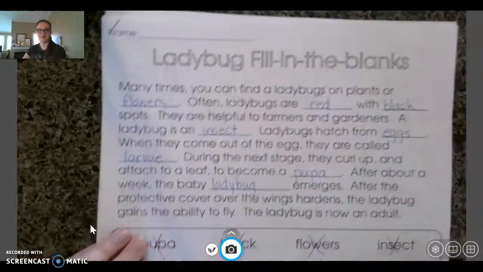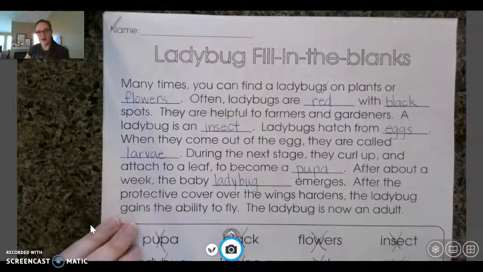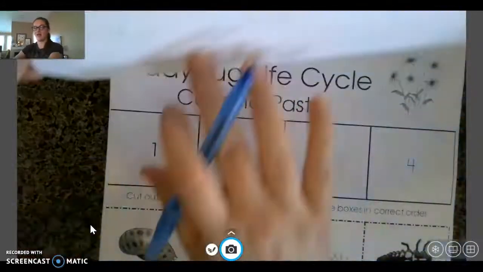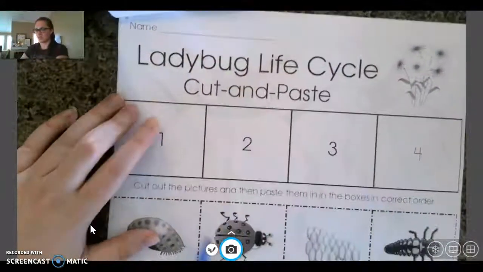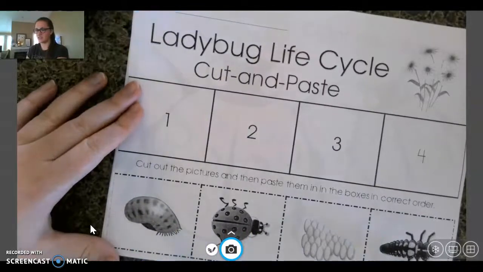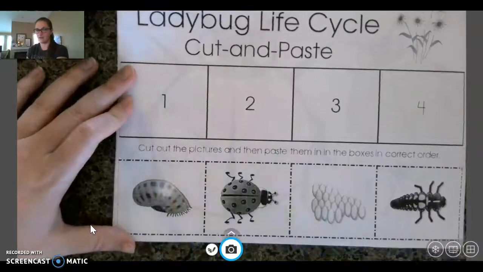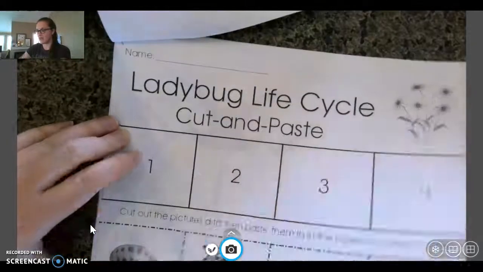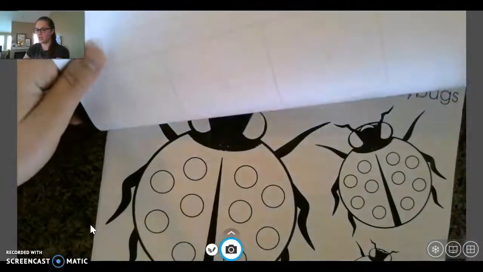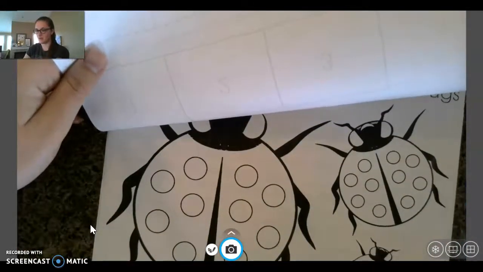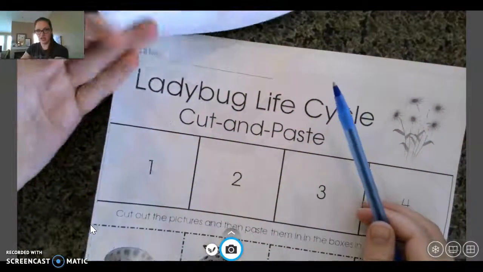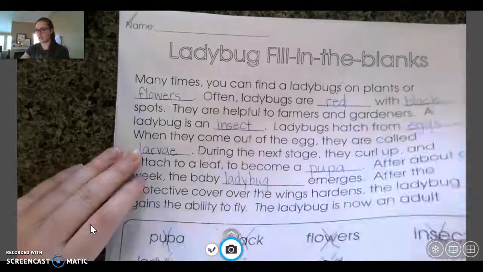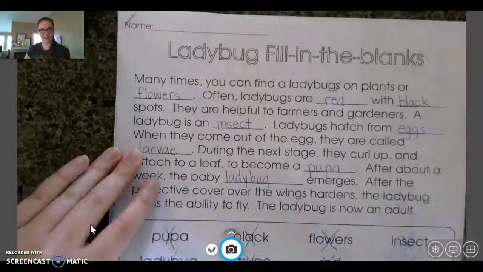So you can see that was very similar to what we learned about the butterfly. Just like with our butterfly packet, you have another page which is a cut and paste, with the stages of the ladybug's life. You need to put them in order up here. And then after that, you have a coloring page you get to keep. The first 2 pages are really to show me what you're learning about the ladybugs, and the 3rd page is a coloring page for you to keep.